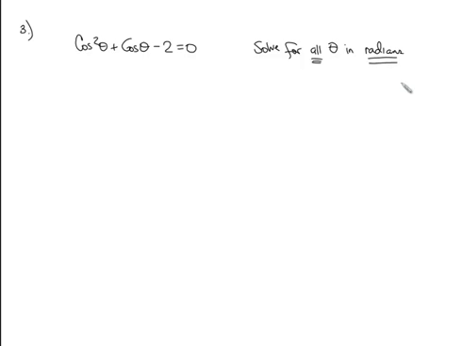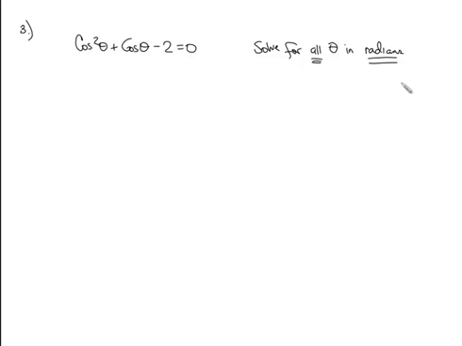Okay, let's move on to the next example. This time we have cosine squared theta plus cosine theta minus 2 is equal to 0, and we want to solve for all theta in radians. The key here is all theta, all angles, and in radians. So we're going to need our plus 2 pi k.